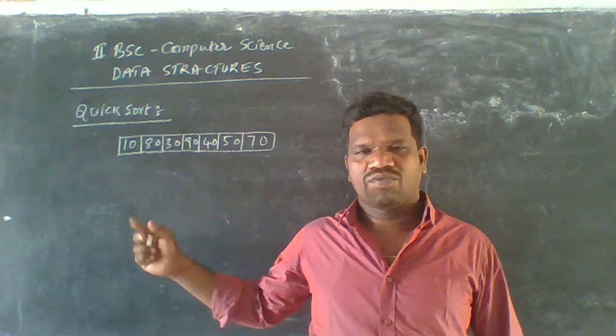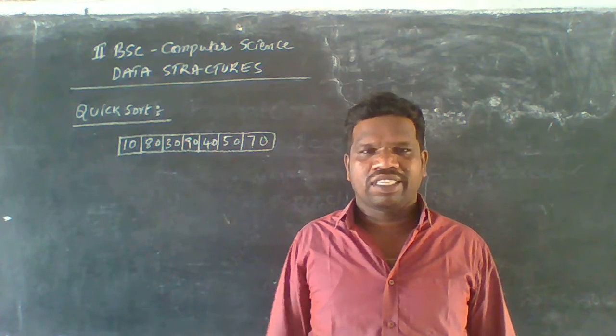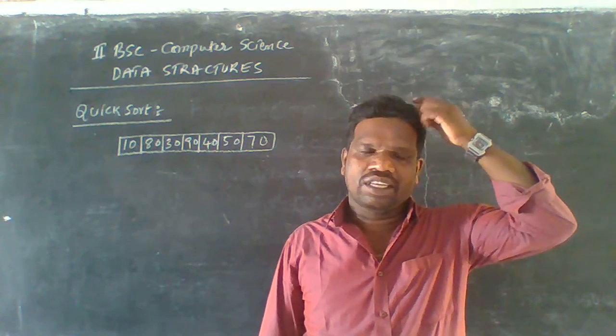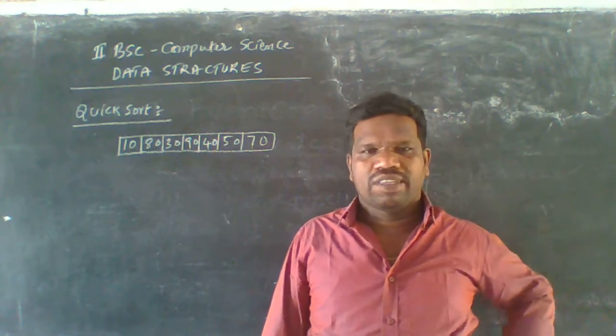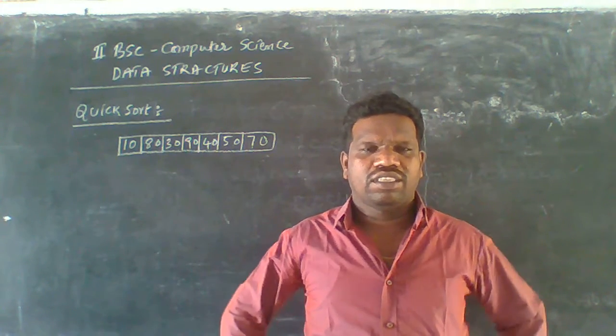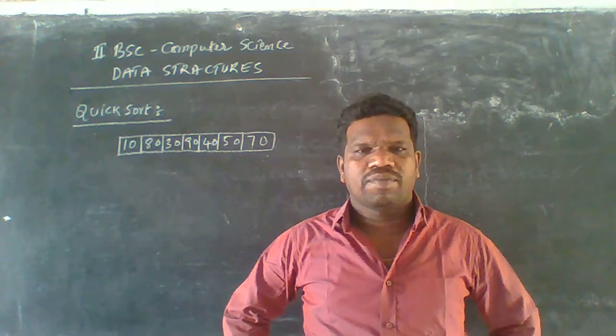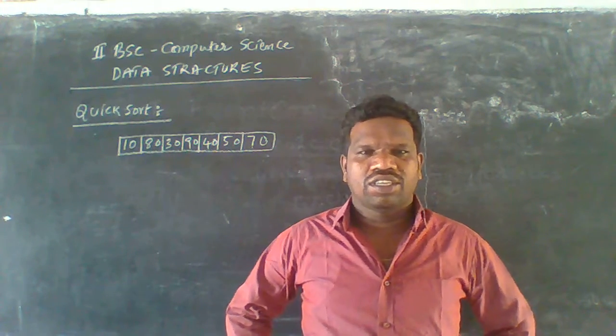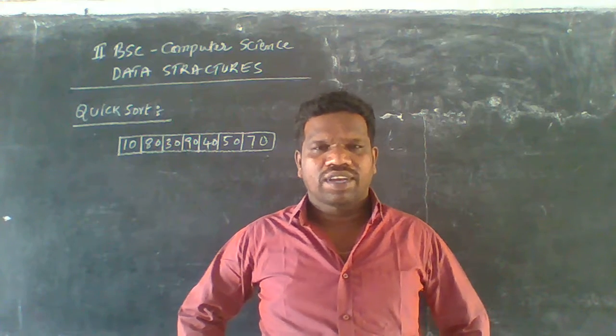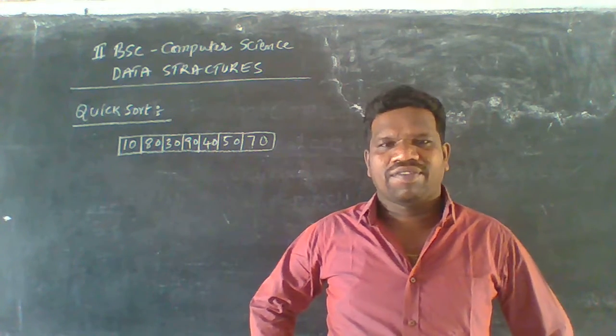It is not following any ascending order or any descending order. It is a completely unsorted list, and using the quicksort technique, we have to transform this unsorted list into a sorted list. Let us see what quicksort is.